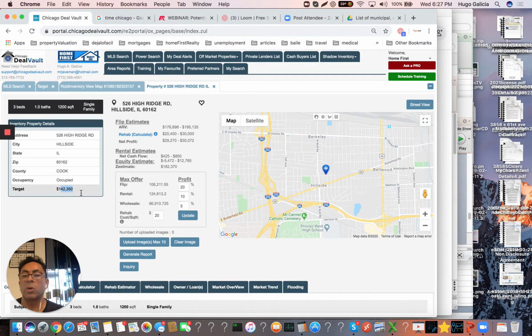But most importantly, we need to know three numbers. The first one is the ARV. How much can you sell this property for? So you sell this property for, once you've done all the rehab, between 176 to 195, okay?